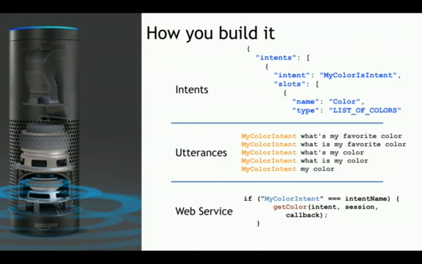And I'm aware that in my slide there is an error. It reads MyColorIsIntent in the intent schema, but then in the utterances and the web service I have MyColorIntent instead of MyColorIsIntent. This of course would not work as I want it to, and the portal that we will go into in a second will actually throw an error if we do this, but just imagine this is MyColorIntent.